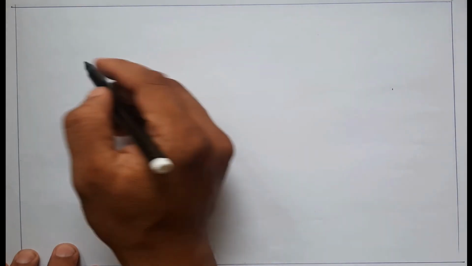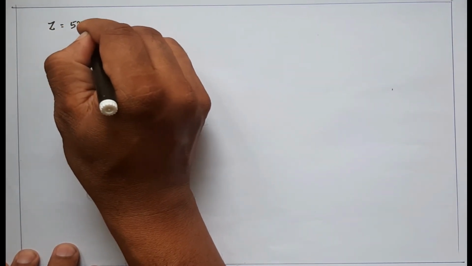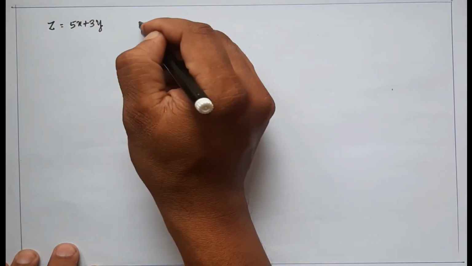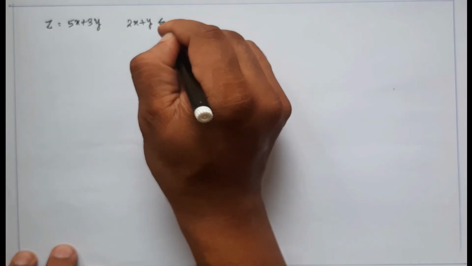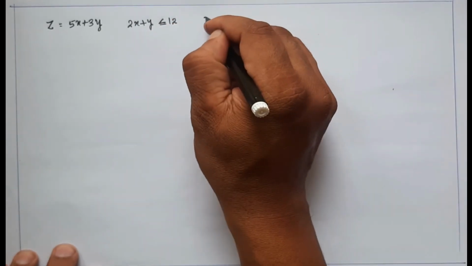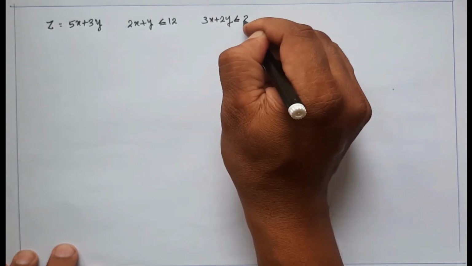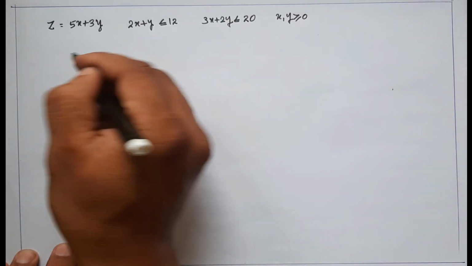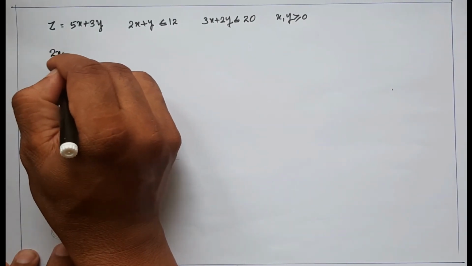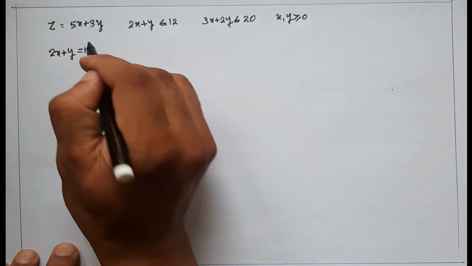That is our main function: z is equal to 5x plus 3y, and the inequalities are 2x plus y less than or equal to 12, then 3x plus 2y less than or equal to 20, and x, y greater than or equal to 0. Now for 2x plus y less than or equal to 12, first of all we form a table.